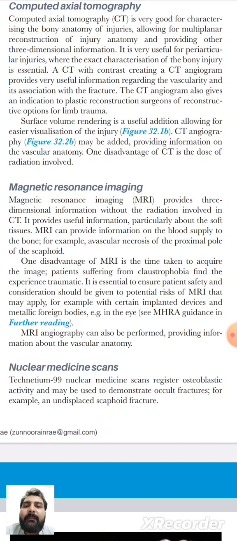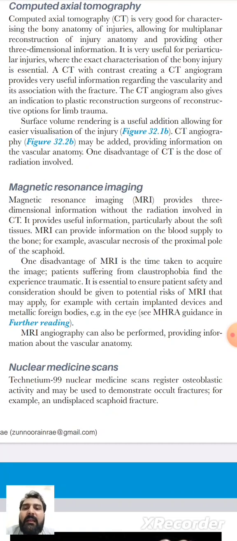A CT scan with contrast creating a CT angiogram provides very useful information regarding the vascularity and its association with the fracture. The CT angiogram also gives an indication to plastic reconstruction surgeons of reconstructive options for limb trauma. CT angiogram is also important to plastic reconstructing surgeons because they do flaps, and flaps are based on arteries. And CT angiogram tells about the arteries, vessels.